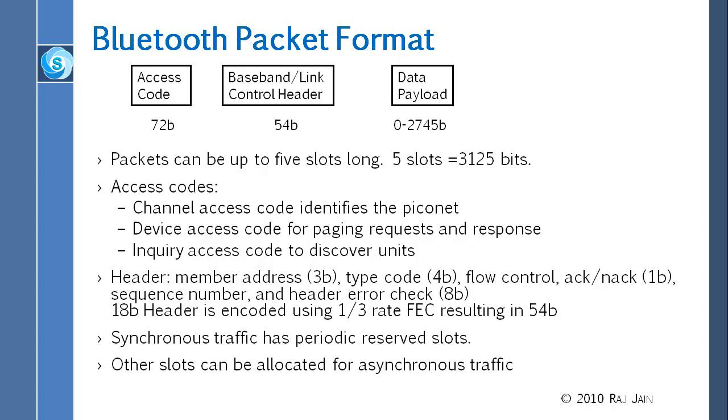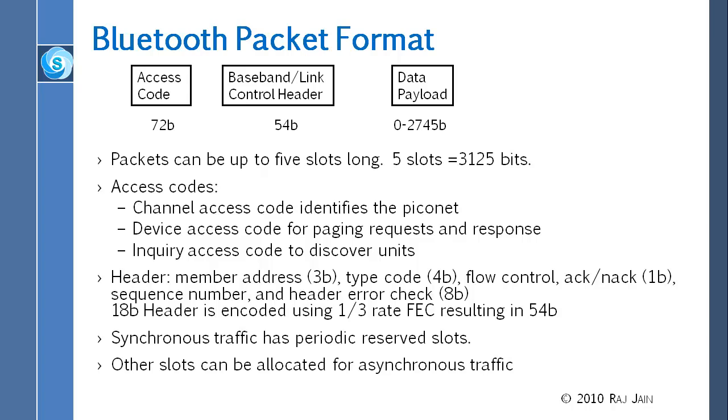To avoid that collision, you put that in, so either of two things will happen. Either you will just hear a garbled thing because two people are transmitting on the same frequency at the same time, or you may hear one of them, in which case you will know that's the wrong piconet. All right, so that is the access code. Channel access code identifies the piconet. Device access code for paging request and response.